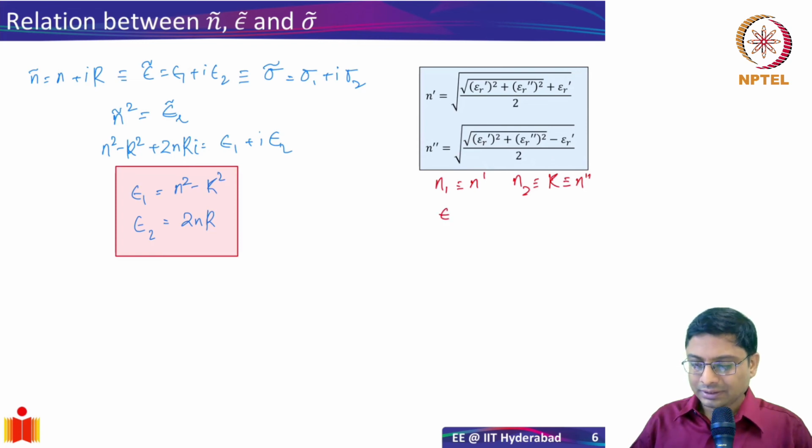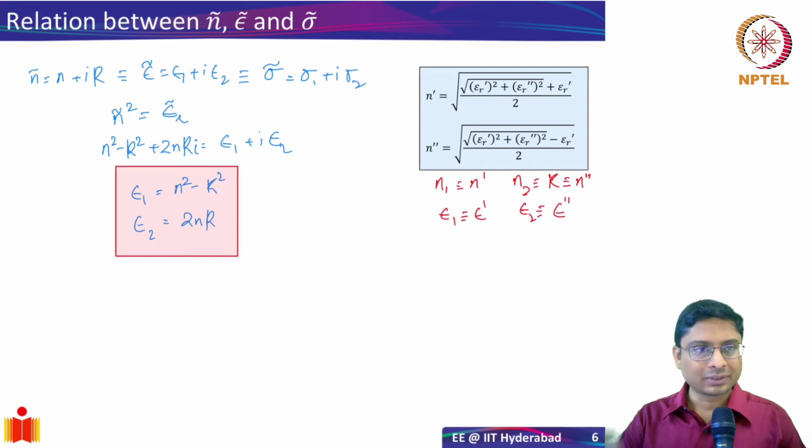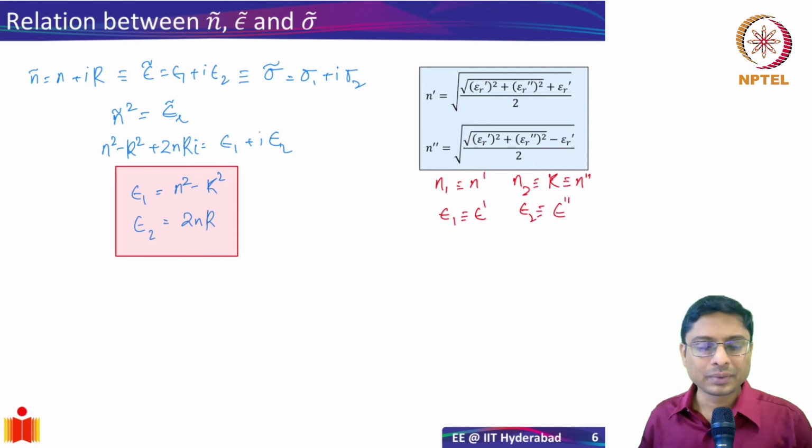So epsilon 1 is the real part. It could also be called epsilon prime. Epsilon 2 is the imaginary part. Some people also call it epsilon double prime. So all of them are quite interrelated. Once we know one set of numbers, we can always compute the other set.